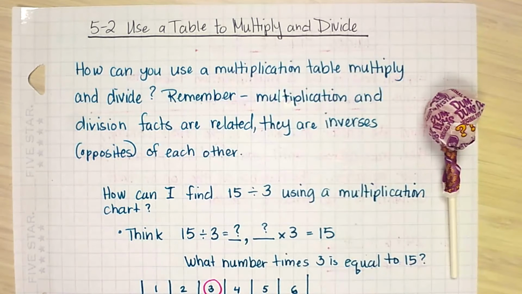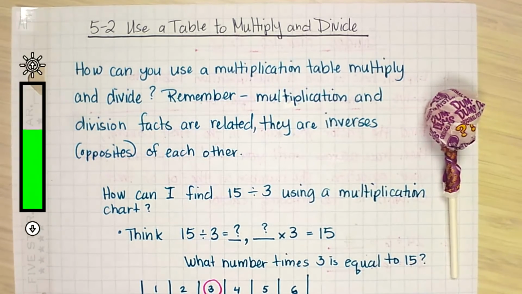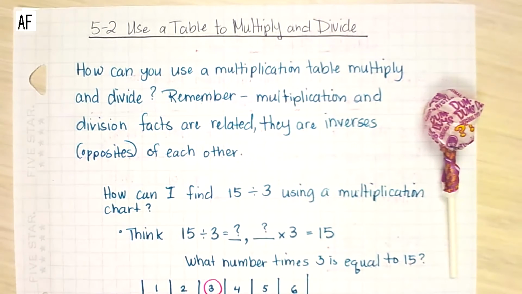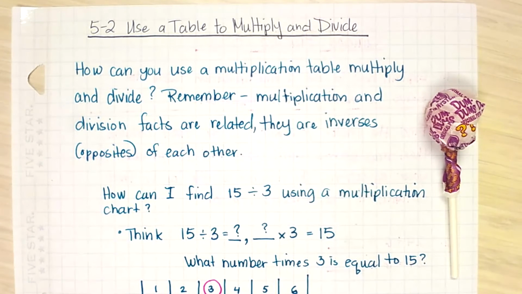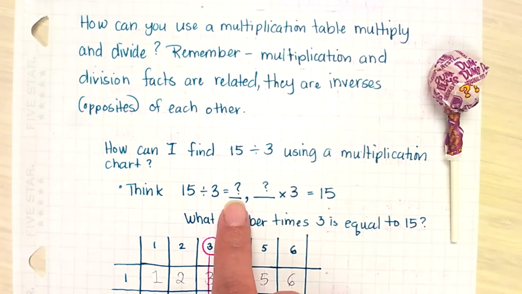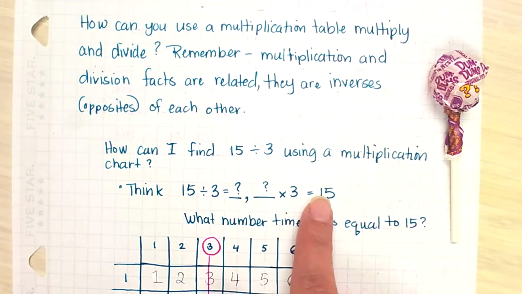All right, let's jump into our notes for this lesson. How can you use a multiplication table to multiply and to divide? So we already know how to multiply with it. That part is easy. And we just learned some additional strategies to help us divide. So remember, multiplication and division are related. They're part of the same fact families. We can have multiplication facts that are related to division facts because they are inverses or opposites of each other. So for example, how can I find 15 divided by 3 using a multiplication chart? So I have to think, if I have 15 divided by 3, what number times 3 is going to equal 15?